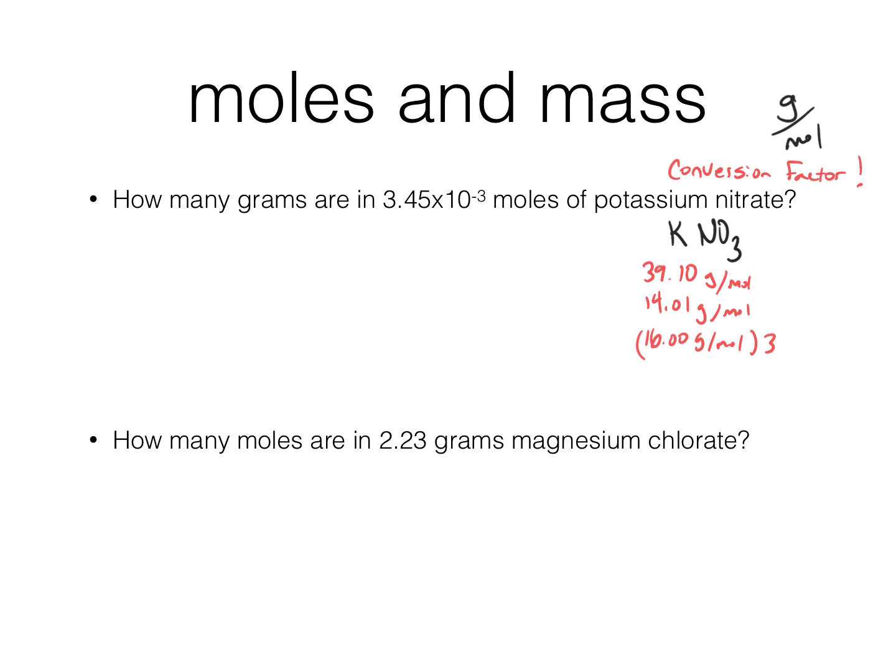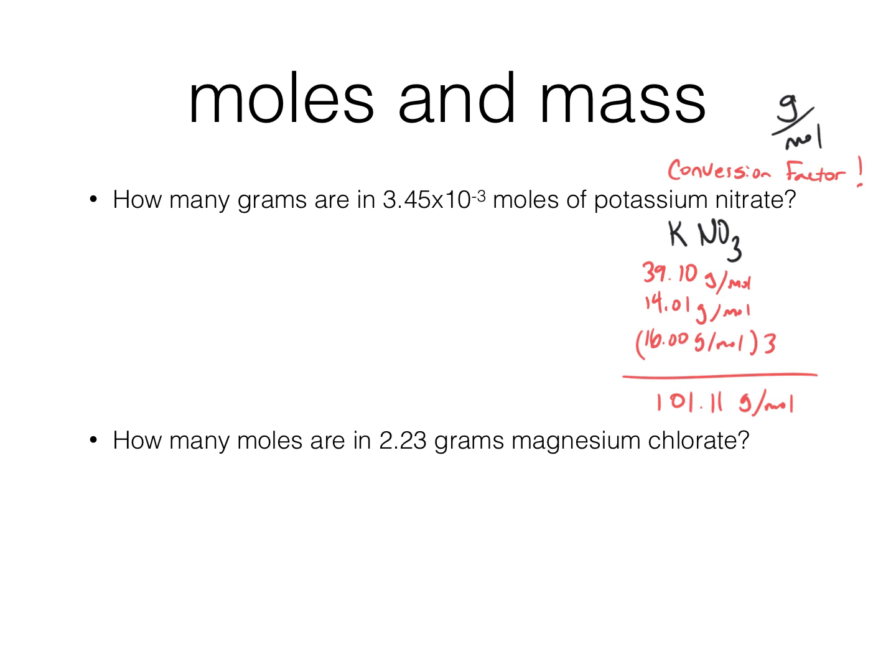So the molar mass becomes 101.11 grams per mole. And if you noticed, I rounded this first number for potassium to 39.10, because if you look on the periodic table, it's actually 39.098. As I mentioned before, I always round my molar masses to 2 places past the decimal. So the molar mass of potassium nitrate is 101.11 grams per mole.